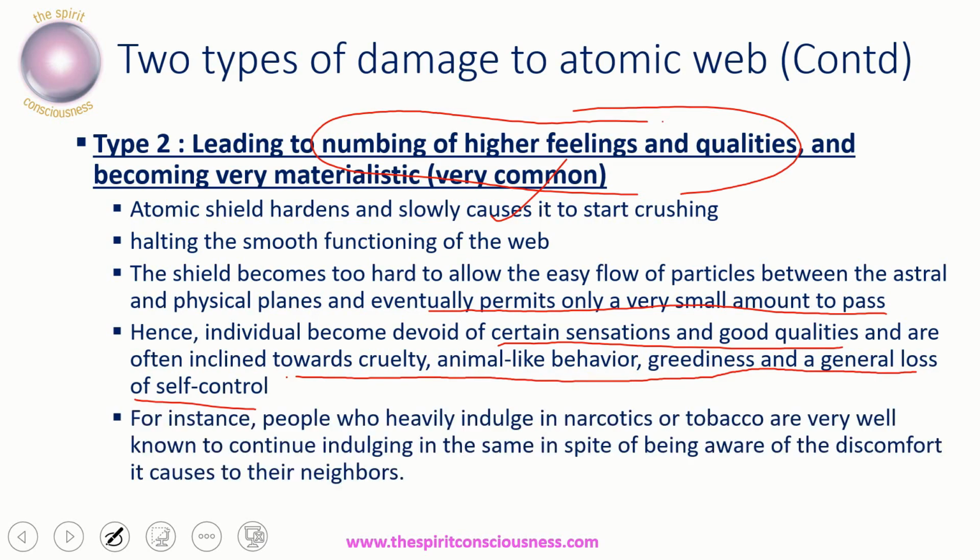For instance, people who heavily indulge in narcotics or tobacco are often known to continue indulging in the same in spite of being aware of the discomfort that it causes to their neighbors. And their sensitivity also weakens to that extent.